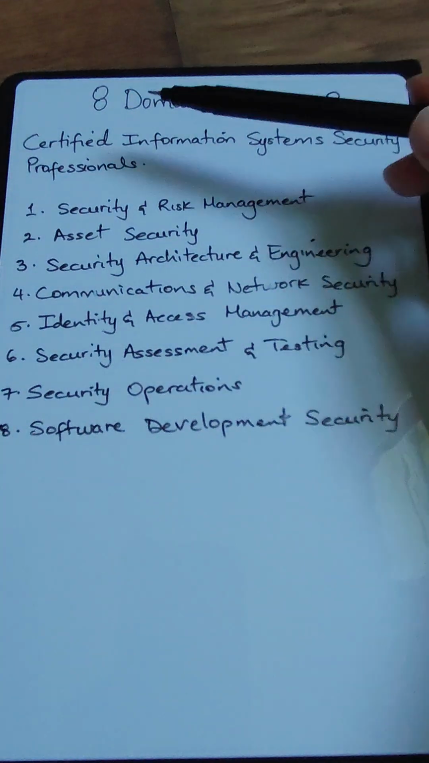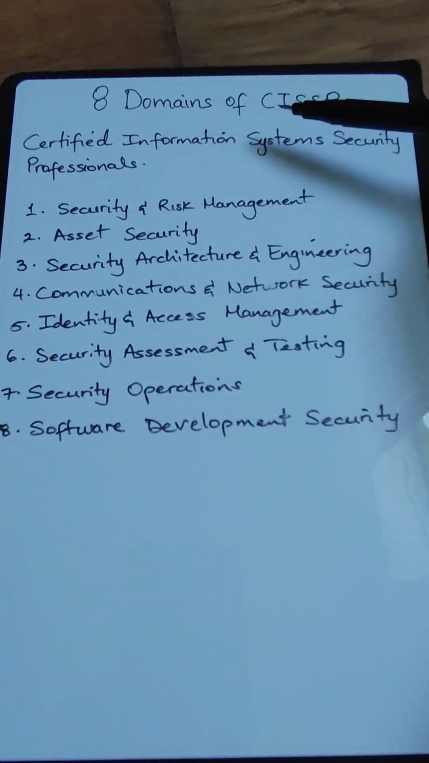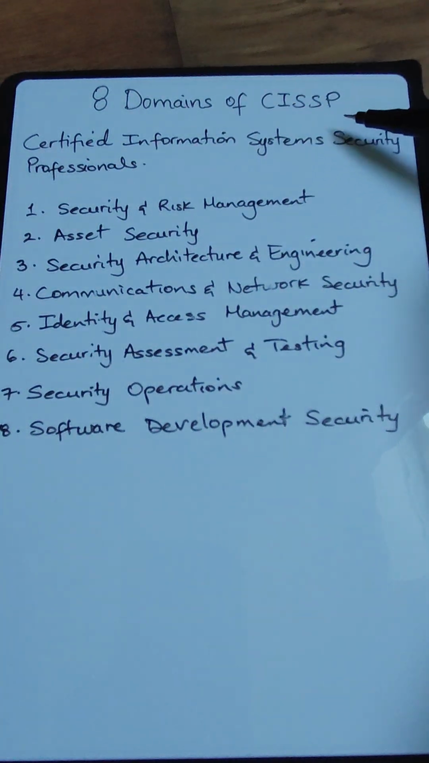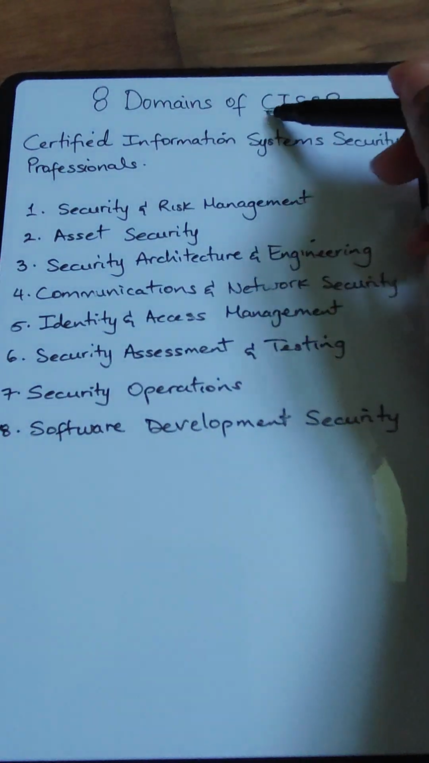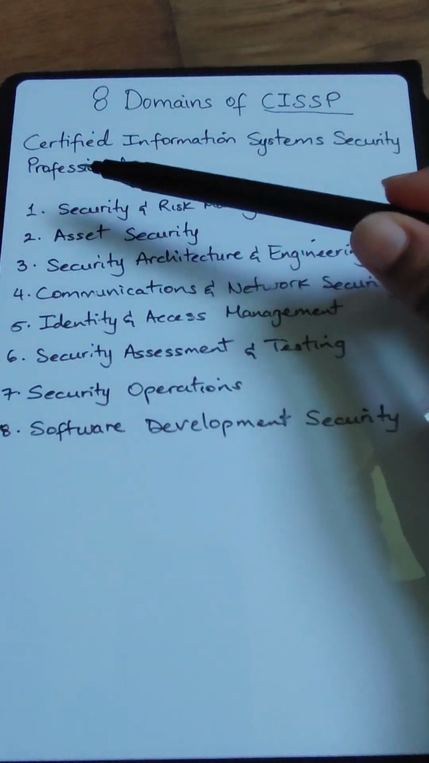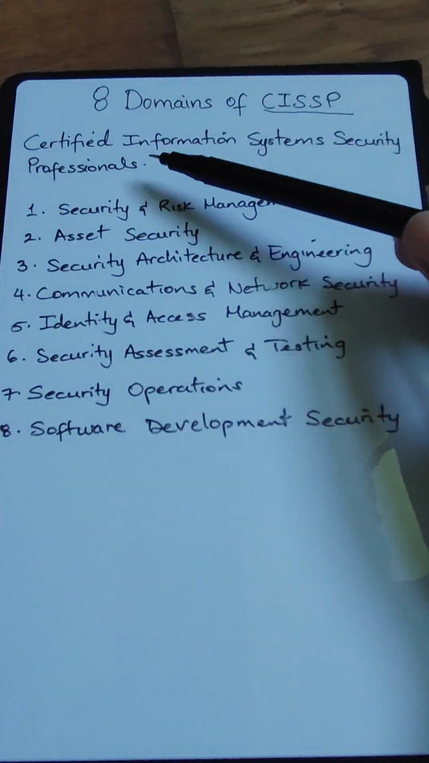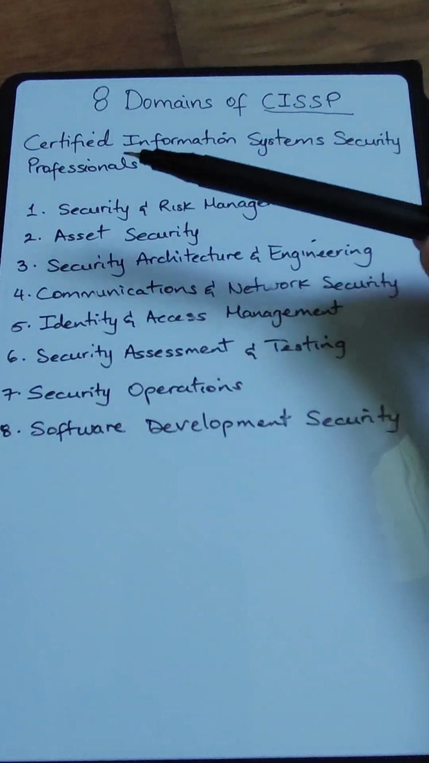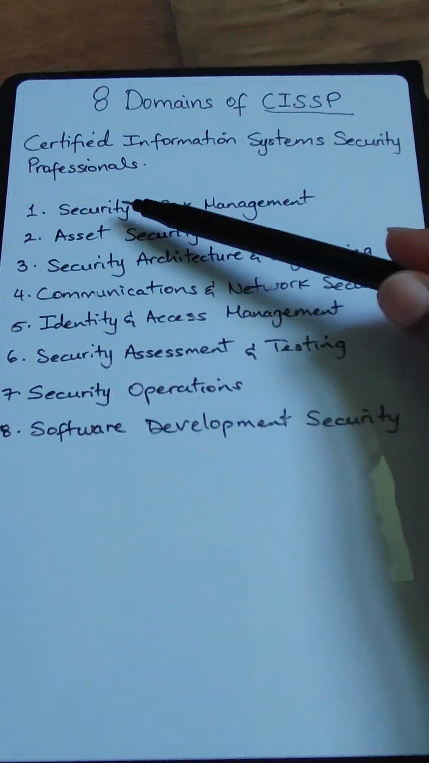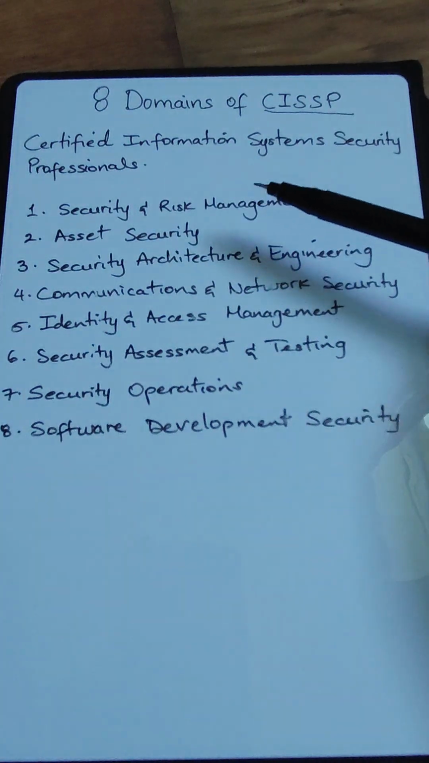Here is everything you need to know about the 8 domains of the CISSP. And what does the CISSP stand for? Well, it stands for Certified Information Systems Security Professional. So let's start with the first domain, which is security and risk management.